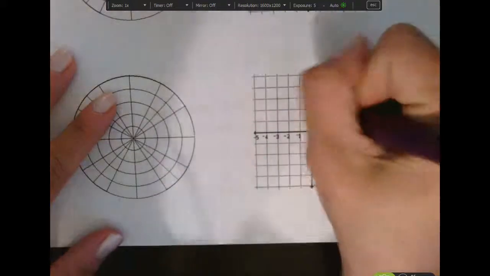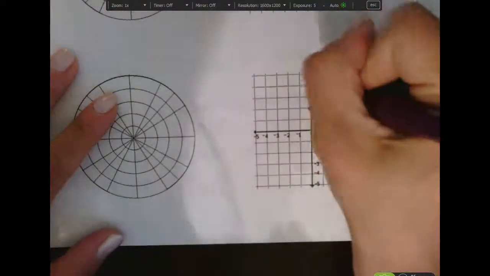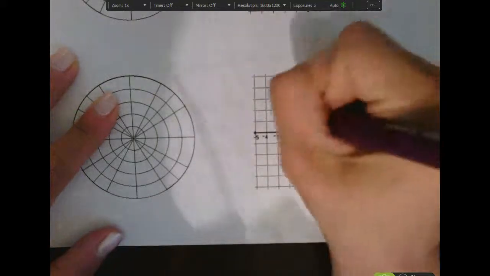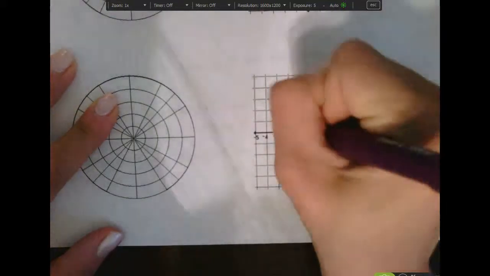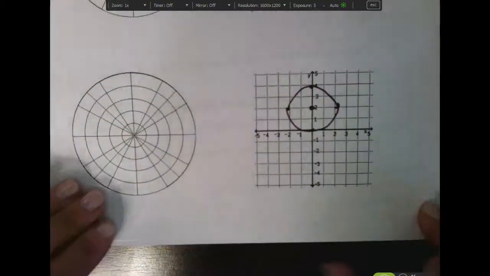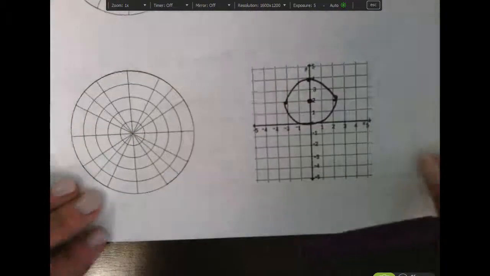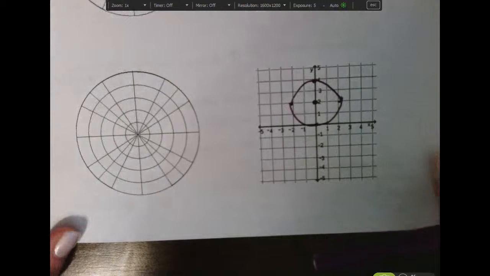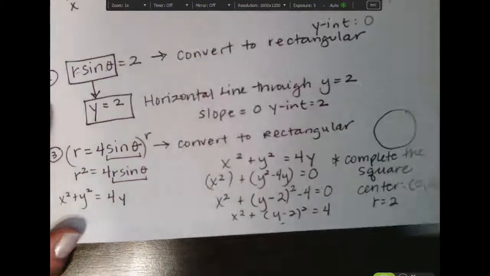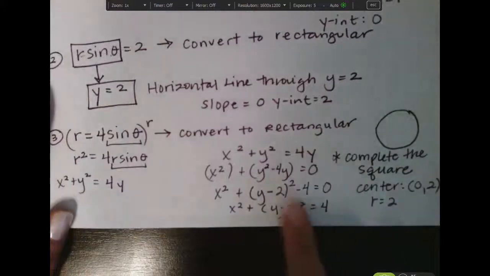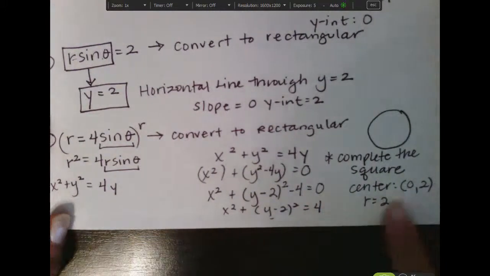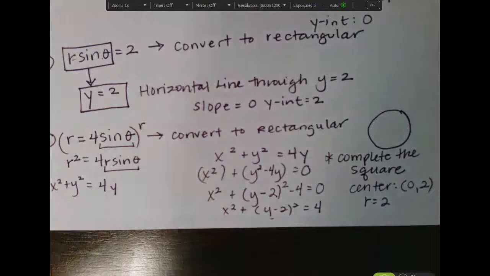So remember, the center of my circle is at (0, 2), and I have a radius of 2 that will go in every direction, giving me a circle. Alright, so that is another way that we can convert into rectangular form in order to graph a polar equation. But sometimes they're not linear, sometimes they're circles, and we need to do some work of completing the square so that we know the center and the radius of that circle.